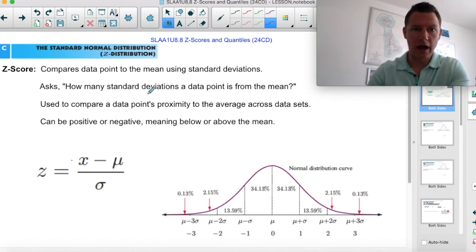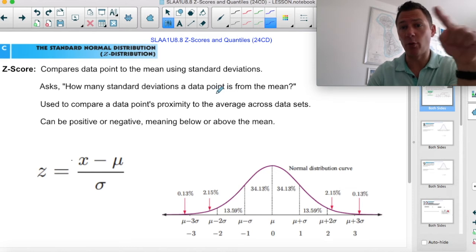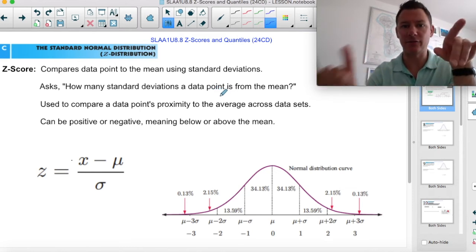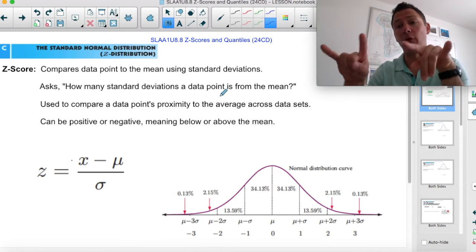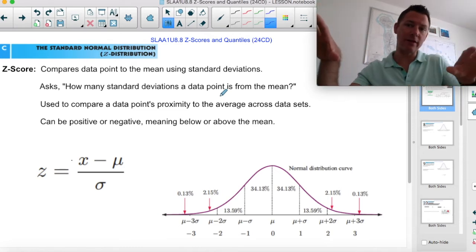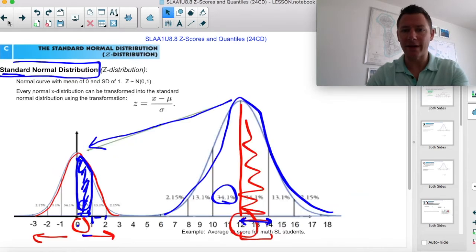So how many standard deviations is this point away from the mean? And that's easier to connect different data sets with and talk about how many standard deviations away is this point in this data set rather than this point in that data set. So let's go back to this one.